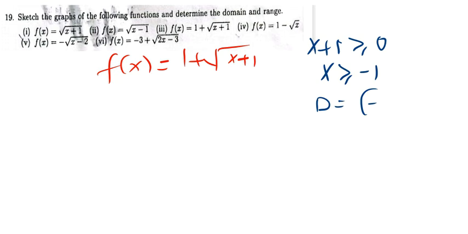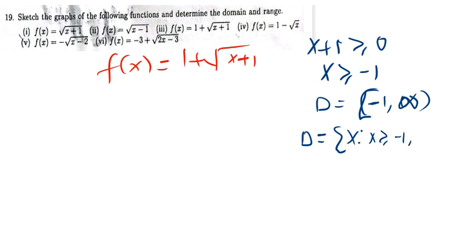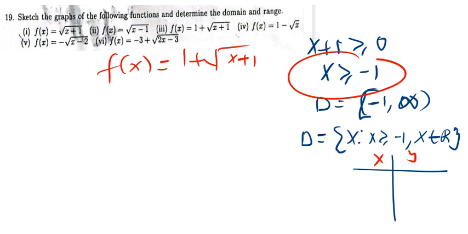from -1 included, comma infinity. Or if you want, you can put it in set-builder notation. x is such that x is greater than or equal to -1, but x has to be a member of all real numbers, like that. Finding the range is something which is very simple. You have to say x, y. The condition is that x should be greater than or equal to -1.